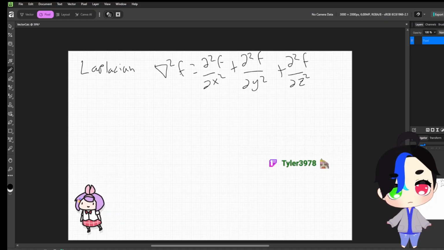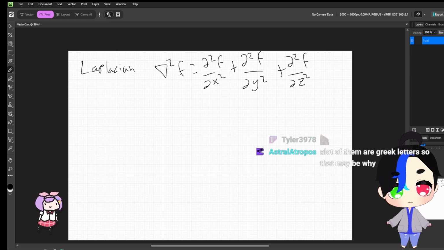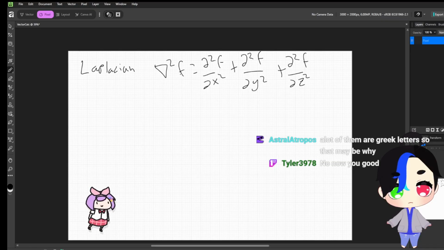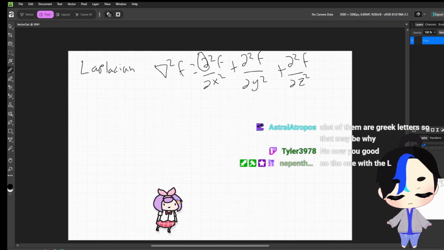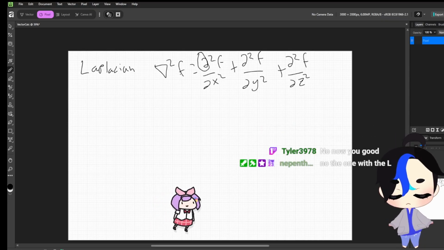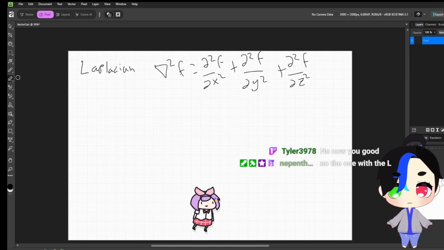Which letters? Laplacian? Yes, sorry. Thank you, Astral. If you're talking about this, it is a Greek symbol. That's not a letter. Oh, sorry. Okay, yes, then that is my handwriting. I apologize. Let me try and write it out clearer.